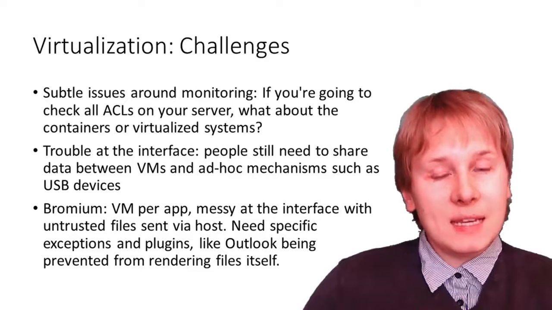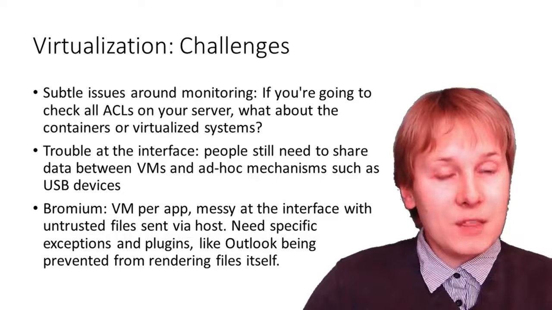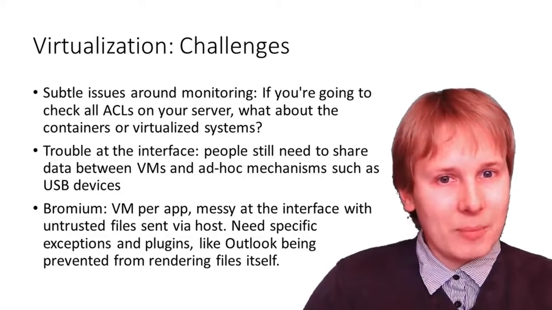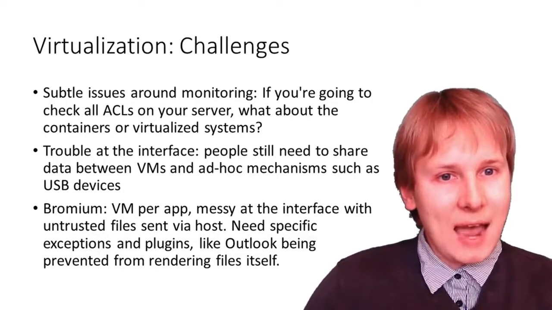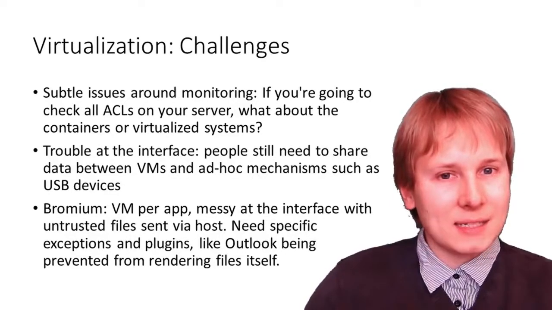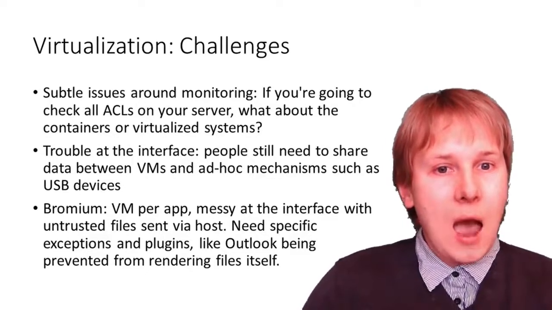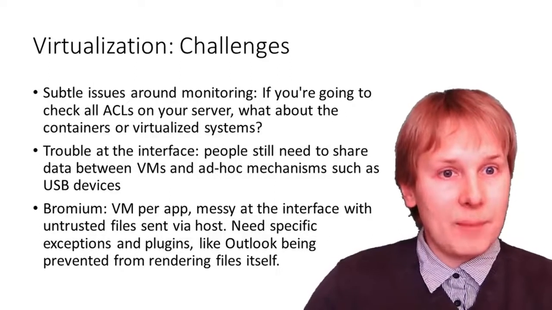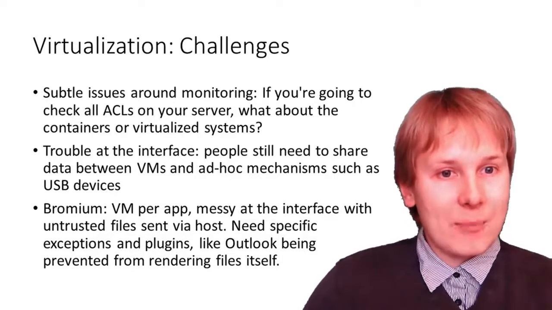But this is messy at the interface because the untrusted files that you're running, if you want to communicate between the VMs, have to go to the host, and that is running all of them. And you often need to actually make this work where you can really have separate VMs for all of these programs that are used to communicating with each other in an operating system. You need lots of specific exceptions and plugins to make that work. Outlook isn't allowed to render files itself in this setup. You have to prevent that by a plugin so that when you open it up, it really does only open up in the separate Word VM.